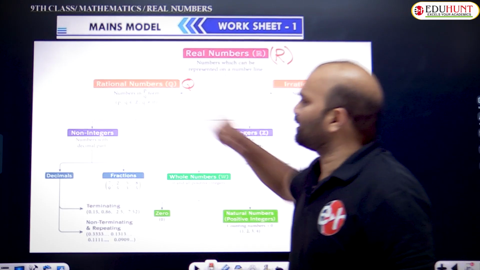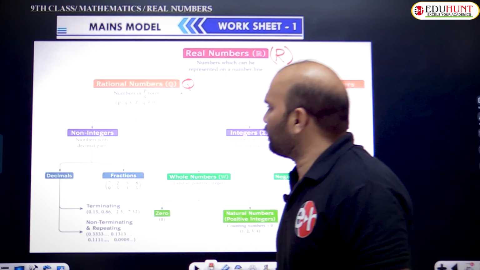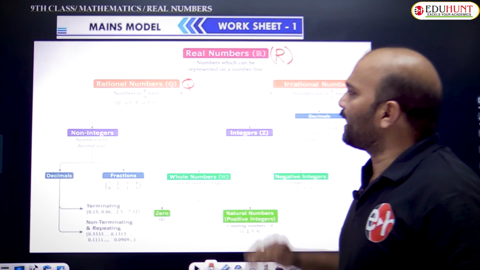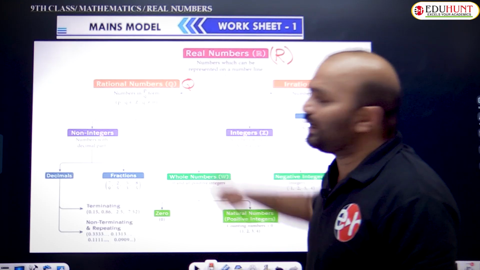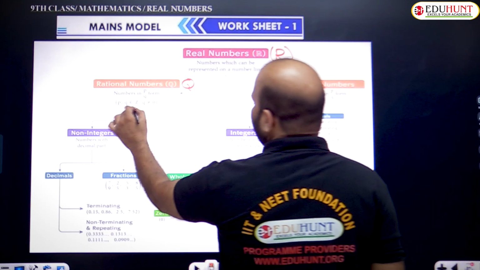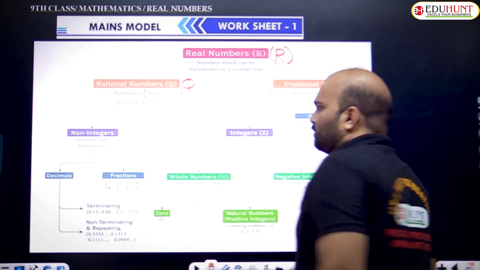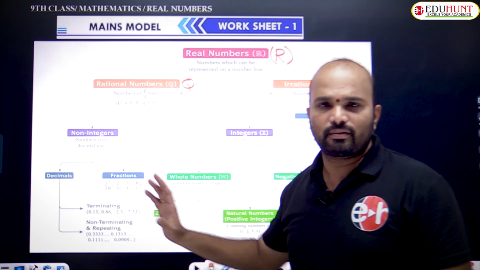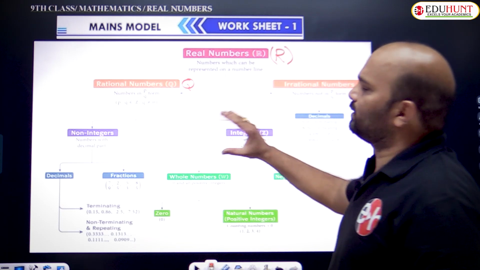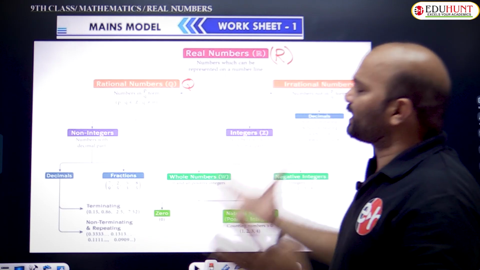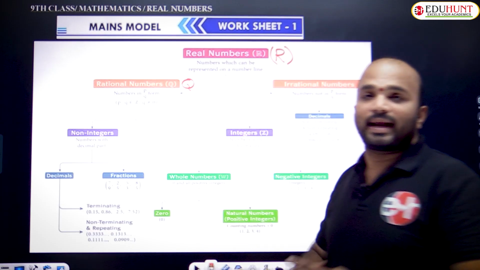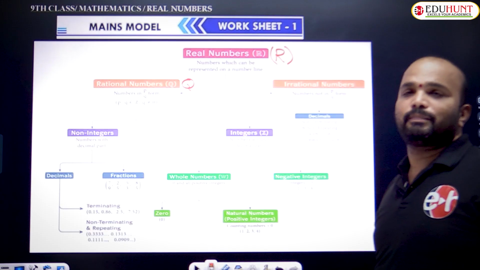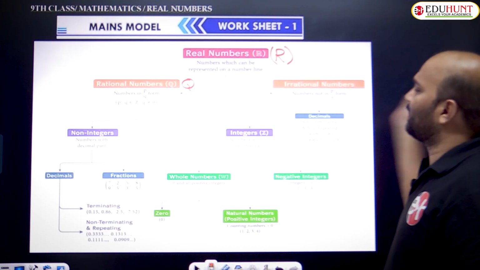So what is a rational number? A number that can be expressed in the form P by Q is called a rational number. Here P and Q are integers, belonging to Z, and Q is not equal to 0. If Q equals 0, that is undefined, something by 0 is undefined. So clearly we need to notice that. What is an irrational number? A number that cannot be expressed in P by Q form is called an irrational number.